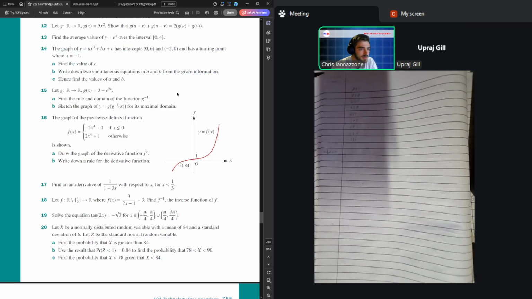Cubic. You've got intercepts, turning point. Oh, you've got heaps of information.